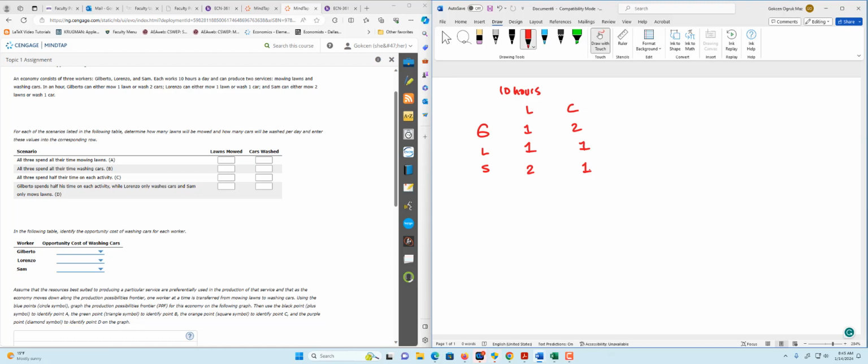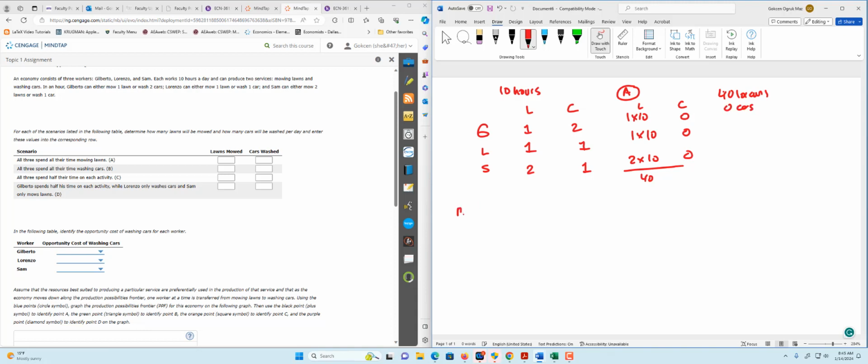If all 3 spend all their time mowing the lawn, which is point A, we have from Gilberto 1 times 10 for lawns and nothing for cars, and 1 times 10 for Lorenzo and nothing for cars, and 2 times 10 for Sam and nothing. So that's 40 lawns and 0 cars.